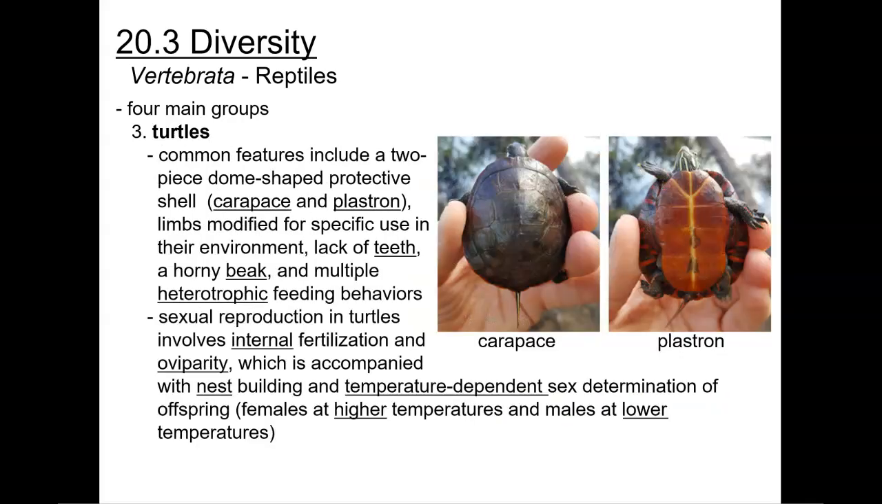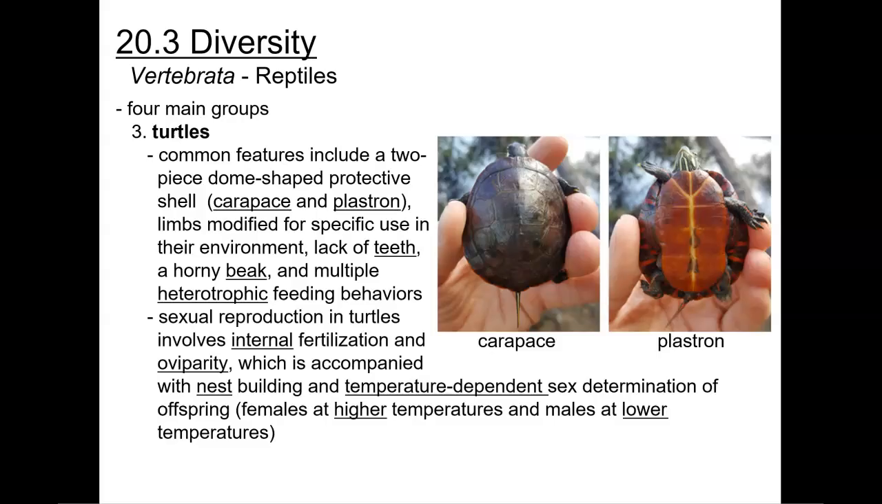Common features are going to include a 2-piece dome-shaped protective shell. You have a carapace and a plastron. The limbs are going to be modified for specific use in their environment. They're going to lack teeth, but they're going to have a horny beak and multiple heterotrophic feeding behaviors.